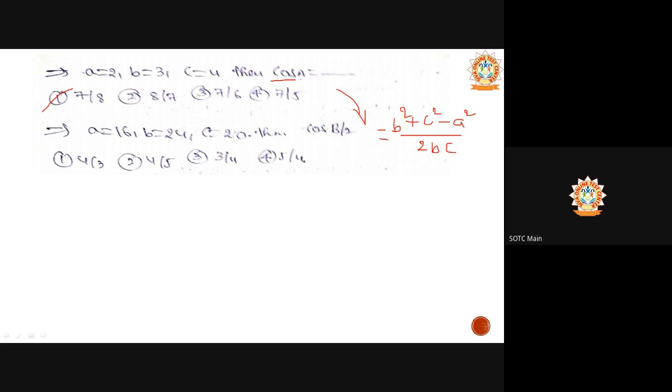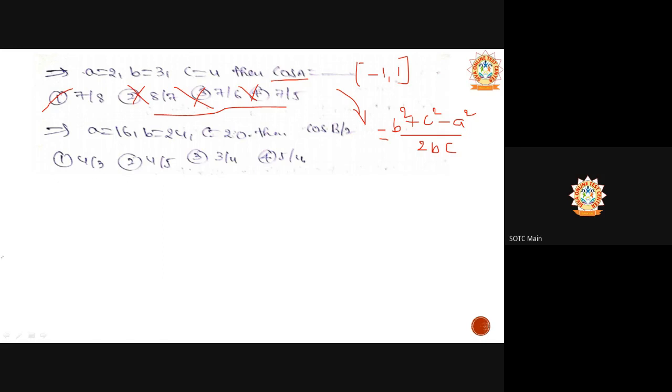If you observe the range of cos, it is lying between minus 1 to plus 1, right? So here 7 by 8 means less than 1, while 8 by 7, 7 by 6, 7 by 5 are all greater than 1. We can directly ignore all these options. If you solve using this formula, b square plus c square minus a square by 2bc, you will get 7 by 8 only. Clear? How easy it is, right?